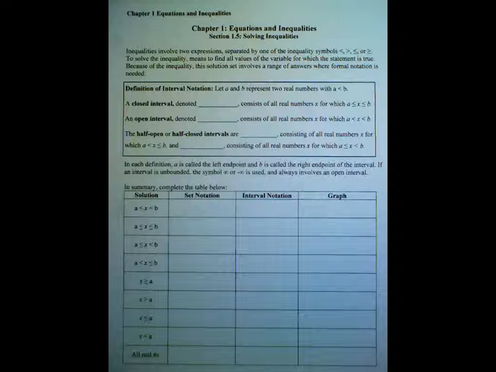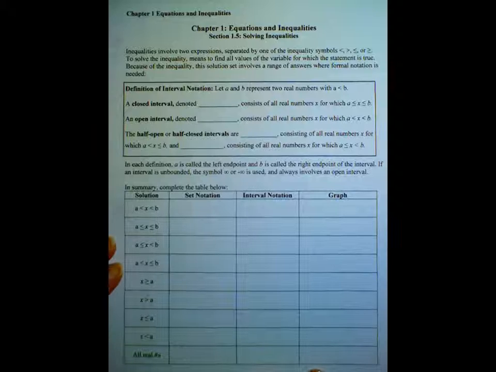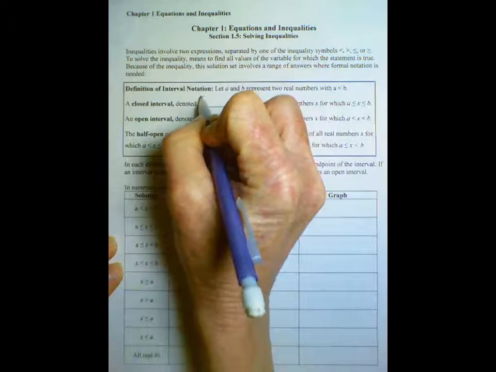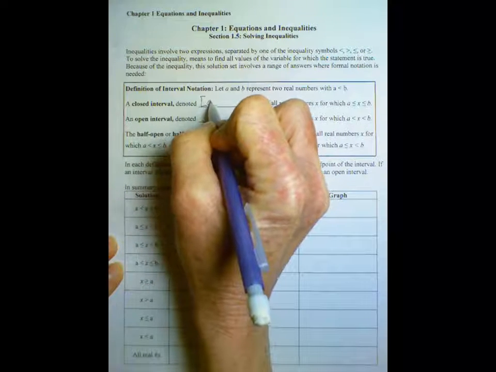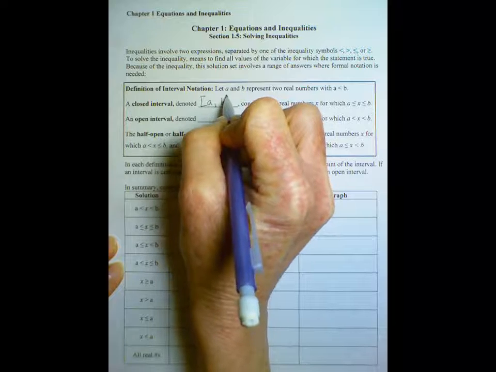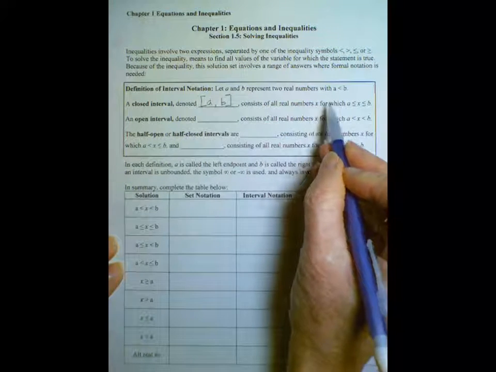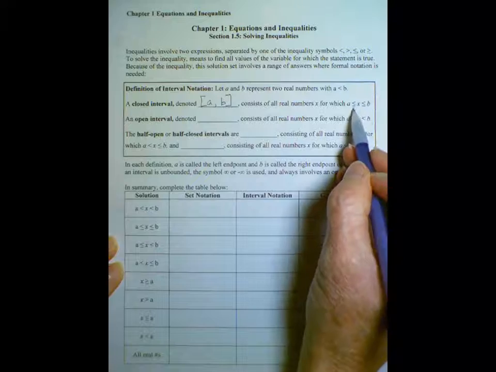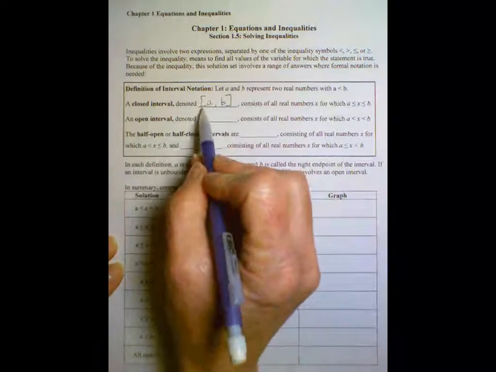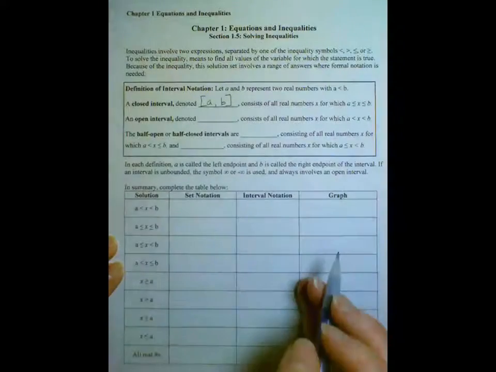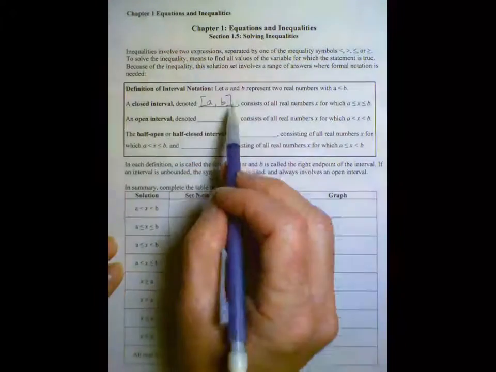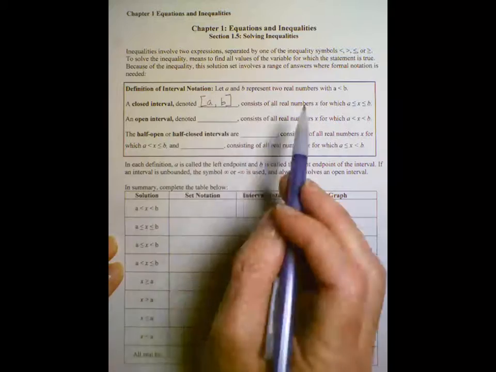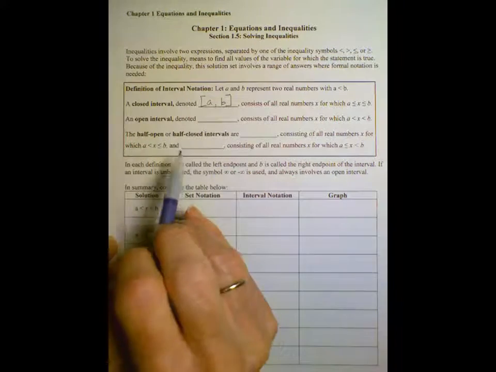So the definition of interval notation, it's an interval. We let A and B represent two real numbers, and A is less than B. So a closed interval would look like this. It's closed with a bracket from A, comma, to B, closed. And that's all real numbers x that are between A and B and could be equal to A or B. So the bracket means it could be equal to A, could be equal to B, and that's a closed interval. This would be a way a final answer, a solution set, might look.